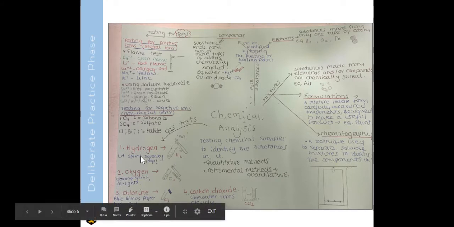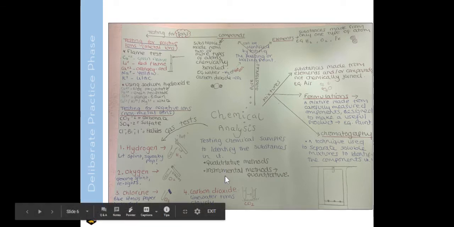I've got a description of pure substances, mixtures, formulations. Now remember, we can use chromatography to separate mixtures. Pure substances can be either compounds or elements. Now remember, with compounds, you can identify what ions are in an ionic compound by doing the flame test for positive ions, or you can do the negative ions test.